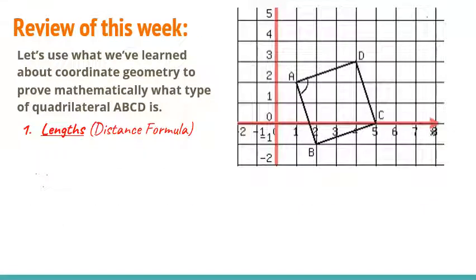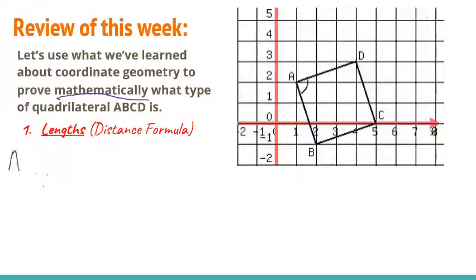All right, to kind of start off, let's review a little bit of everything that we've learned this week. So let's use what we've learned about coordinate geometry to prove mathematically, keyword, what type of quadrilateral ABCD is. I can look at it here and probably come up with some guesses of what it is, but I want to really be able to have the mathematical proof. So first, let's find the distances.